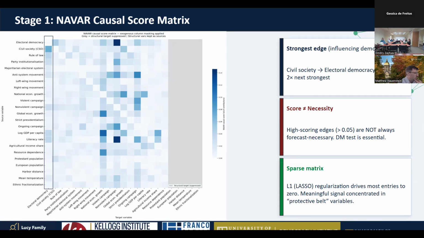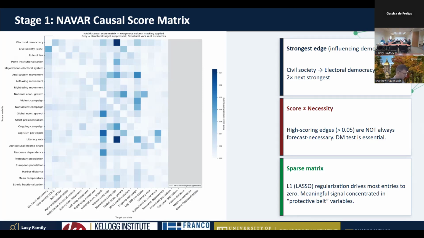This is lasso regularized. So it means that these effects are kind of shifted downwards so that fewer of them are considered significant and many of them are set basically to zero. So that induces a simplification of the model to focus on just the variables that matter the most. So this confirms up there that civil society has the strongest individual effect on electoral democracy, the largest coefficient there.